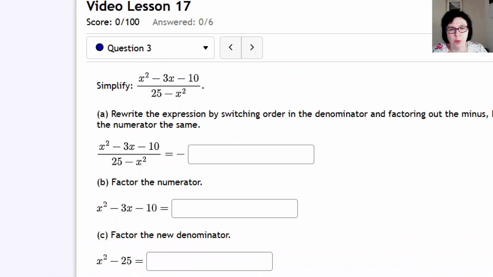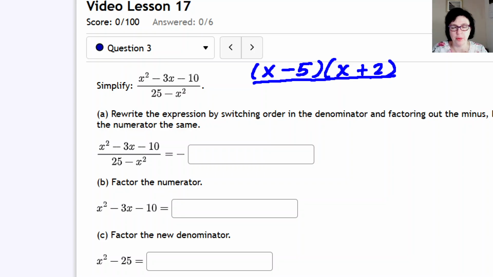So for the top, we want two numbers that would multiply to -10, which means that one of them should be negative and one of them should be positive, and then add to -3. I think they would be something like x minus 5 and then x plus 2, right? Because that multiplies to -10 and adds to -3. Okay, but on the bottom, we have something called difference of squares.